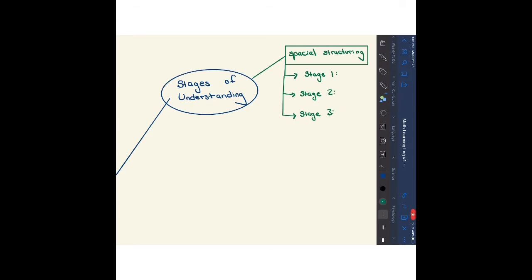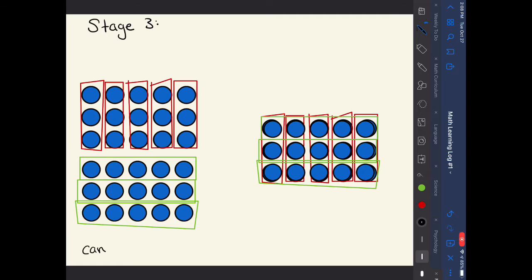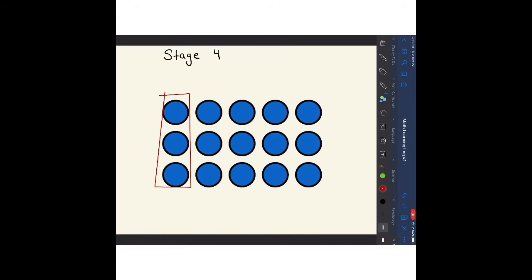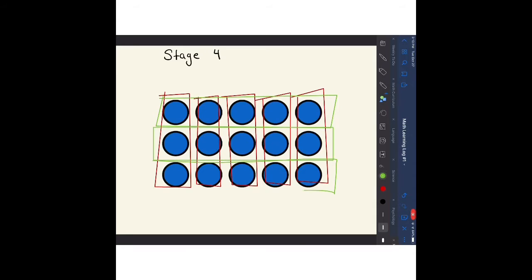The third stage is where the learner can see both rows and columns, but doesn't quite grasp how one dot is simultaneously part of both. Finally, we have stage 4, where the learner fully understands the relationship between rows, columns, and the whole.